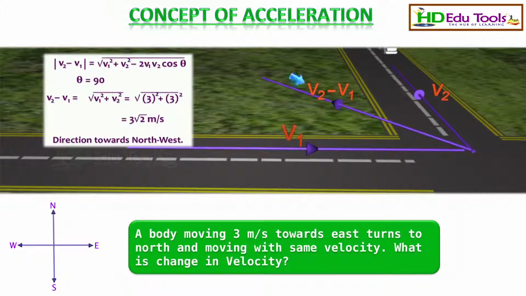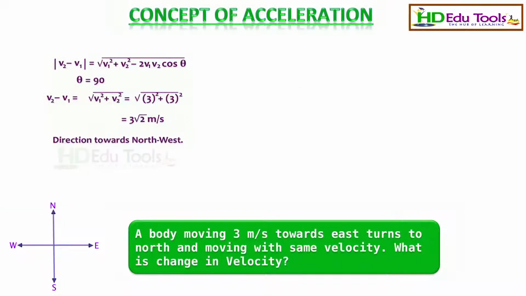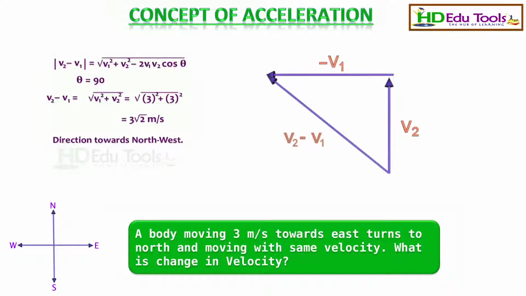To find v2 minus v1 using the triangle of vectors, you just draw v2 and draw the projection of minus v1 here at the end of this v2. Then you get this side which closes the triangle, the resultant of v2 and minus v1, which gives the difference of v2 and v1. The same thing you can do using the parallelogram law of vectors. Okay, that we discussed already in previous sections.